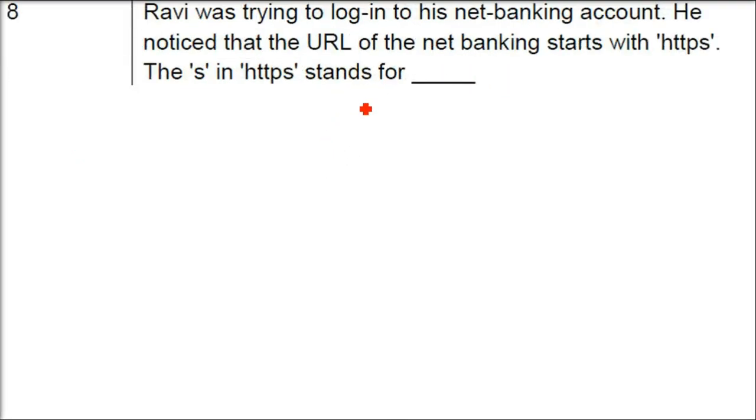Ravi is trying to log in to his net banking account. He noticed that the URL of the net banking starts with HTTPS. The S in HTTPS stands for what? Initially, when it all started, www was all HTTP. The interlinking of web pages, the going and coming of web pages, was done by hypertext transfer protocol, HTTP. So all these www web pages and whatever was going on was through HTTP.